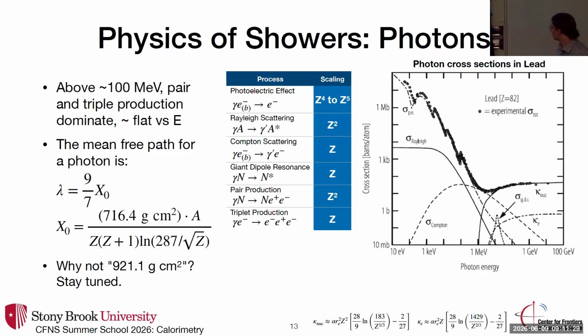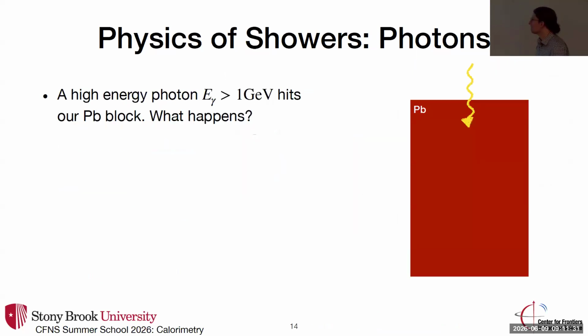So what does that look like? A high energy photon comes from our interaction, over a GeV. It hits our lead block. What happens? Serious question. I just said it on the previous slide. Pair production. Bam.